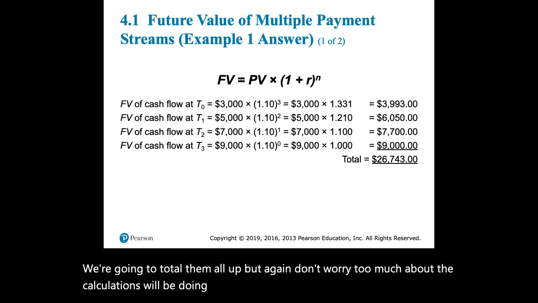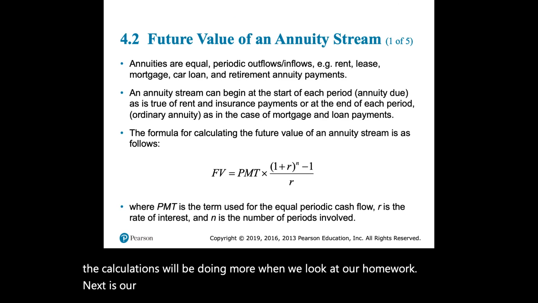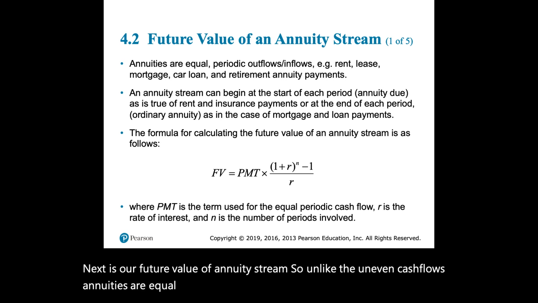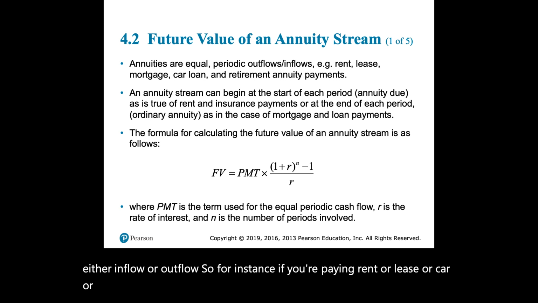Next is our future value of an annuity stream. Unlike uneven cash flows, annuities are equal payments, so in this case, we're getting an equal inflow or outflow. For instance, if you're paying rent or a lease or a car, or perhaps paying into a retirement annuity, those payments are all even.